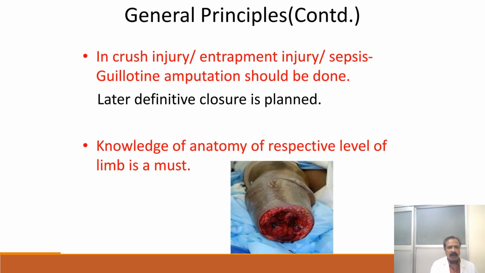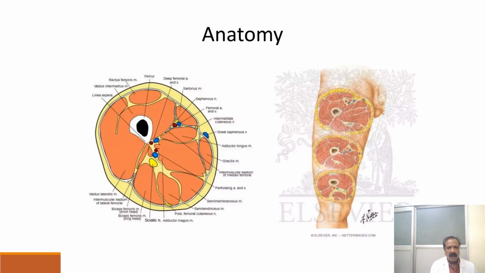General principles: suppose there is a crush injury, entrapment injury, or sepsis, at that time guillotine amputation is necessary. Guillotine is cut transversely so that post-operatively there will be no infection, and once infection is controlled, the stump can be closed. So that is called guillotine amputation.